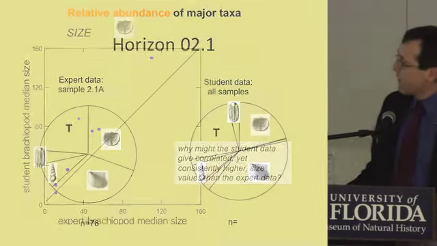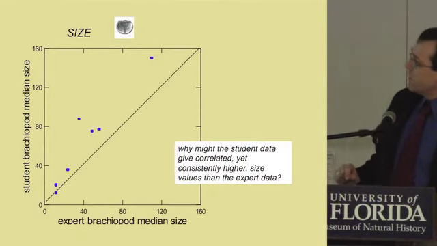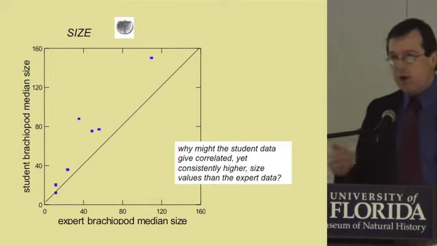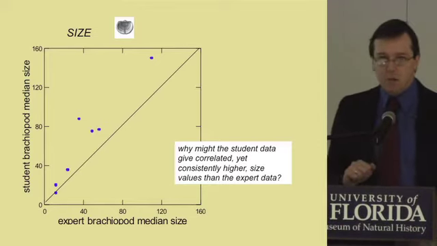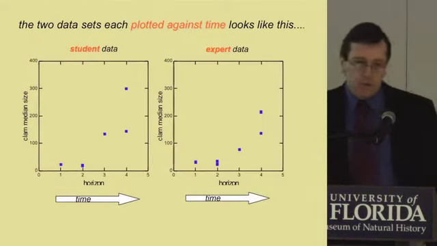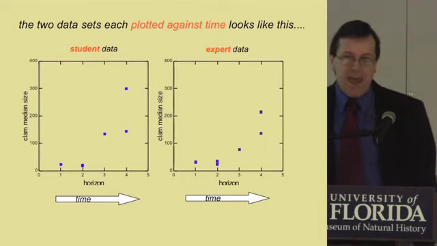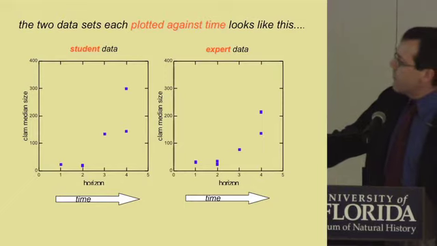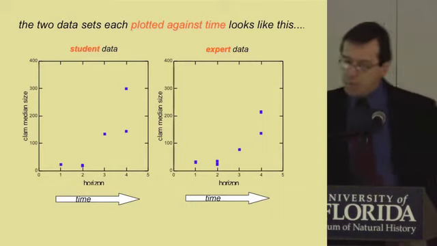Size data. You'll see that students have overestimated the average brachiopod size. This is true for other taxa as well, probably because they're overlooking smaller specimens. However, the important thing is, do you see the same patterns? On the left here is student data of clam size through time. Here's expert data, clam size through time. The patterns are basically the same.